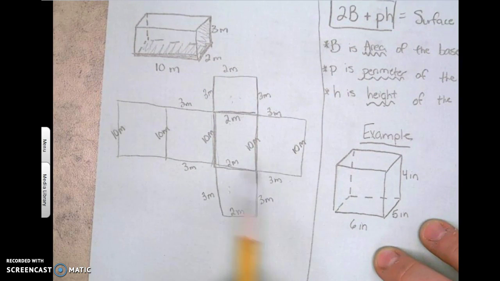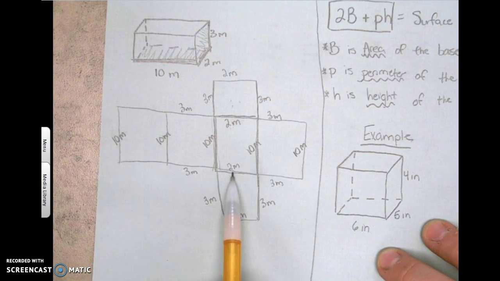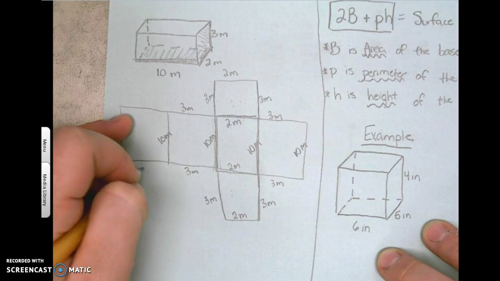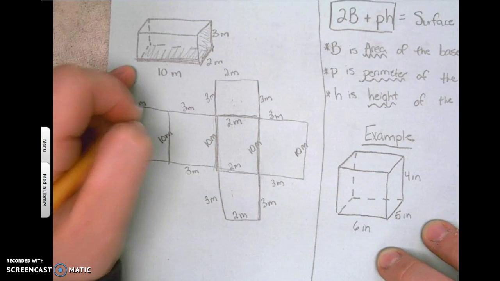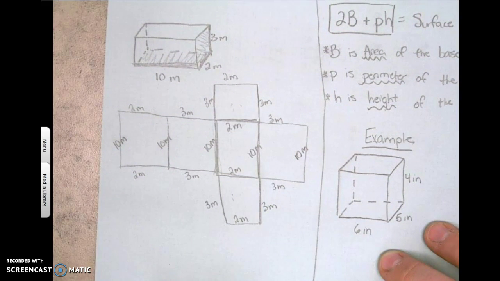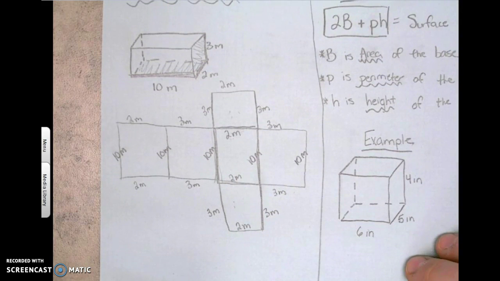Inside, along this, we're going to alternate. So if this is 3, 2, 3, this one's going to have to be 2. And that is the one that's going to match up on top of this one when we fold it up. So now finally, we just have to find the surface area.